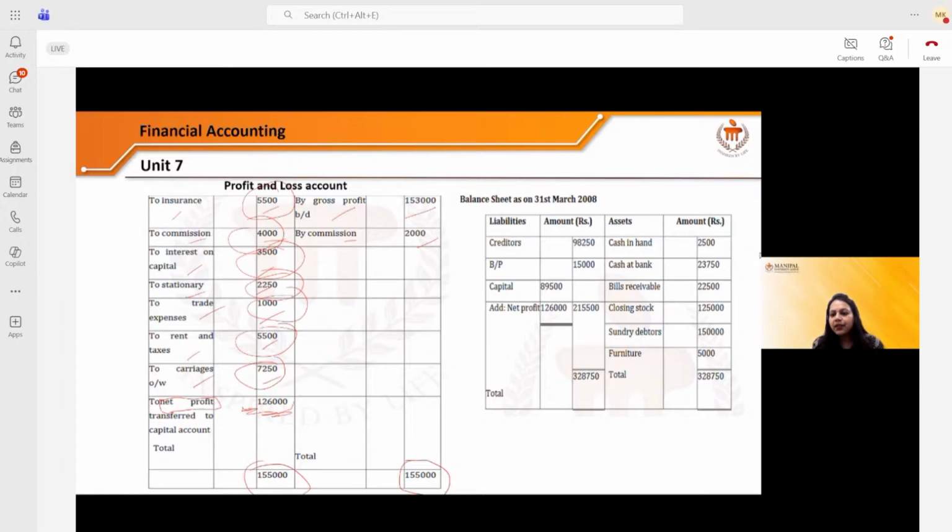Can you explain once again how stationery comes in indirect? Stationery is not related to the production department. Stationery always comes in the HR department, finance department, so it is not related to production. So it is indirect. Indirect expenses are those expenses which are not related to the production and manufacturing department. Okay, let me take more queries.